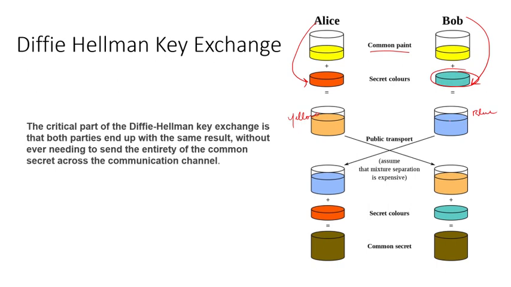Then they transmit this. Bob sends this blue color to Alice, and Alice sends this yellowish mustard color to Bob. Assuming that we cannot separate these two colors, once Alice receives the blue color, she can apply the secret color she had, which was orange. Similarly, Bob receives the mustard color and applies his teal blue color in order to generate this common secret, which would be considered as the key. So this is the common key that they would be using.